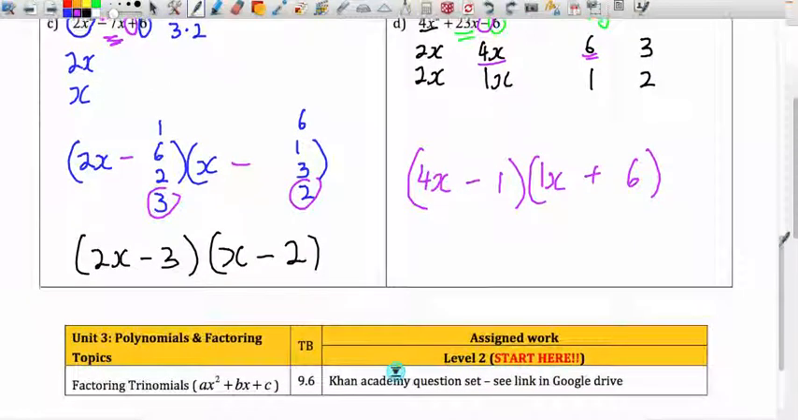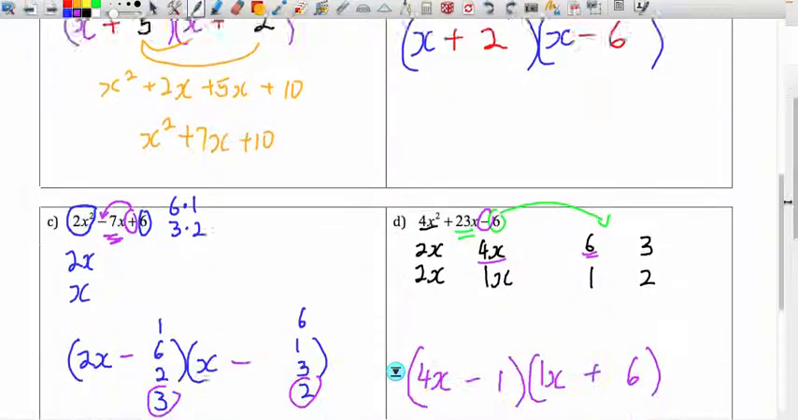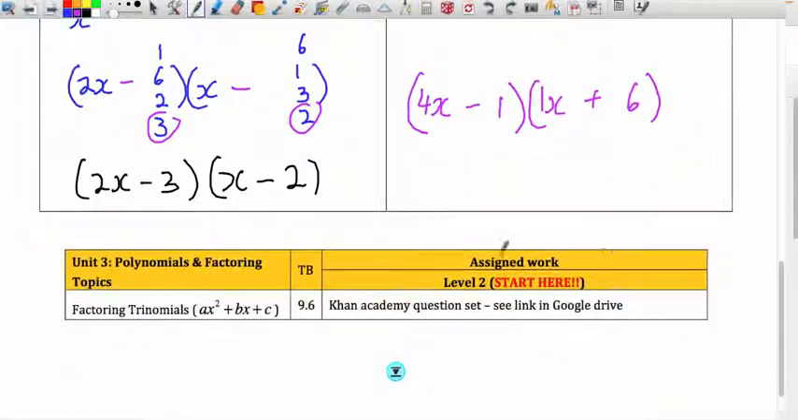Okay, so at this point you need to copy down the answers to this and then turn your attention to the Khan Academy question set, and you'll find, as usual, the link to that posted in the links document in the quadratics folder on your Google Drive. And do remember, when you go into Khan Academy, to log in and do so using your school account so that I'm able to verify and see the work that you've done.